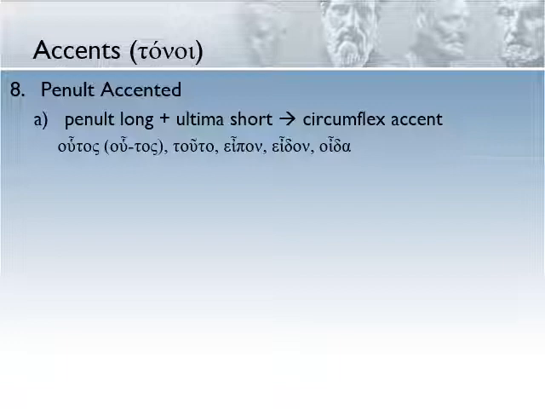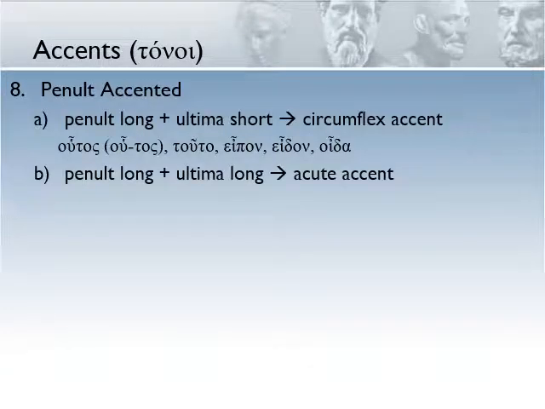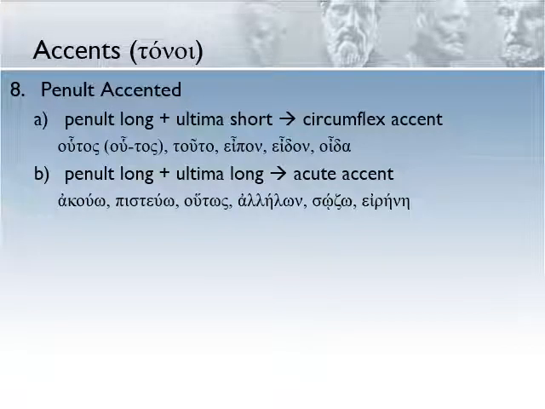Okay, so this is one of the rules for an accented penult. In this case, we have a short ultima. But supposing we have a long penult and a long ultima. If you have a long ultima, the accent on the penult will change to an acute accent. So the accented penult will take acute accent if the ultima now is a long one.